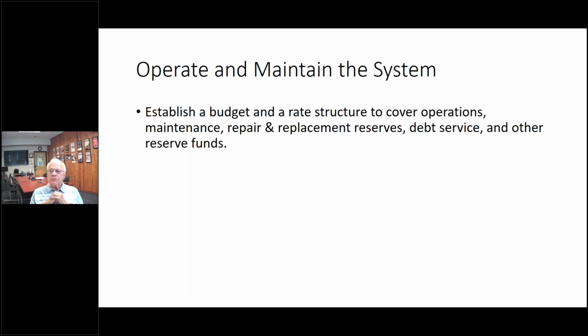Okay, the system's built. Now you've got to operate and maintain that system. You've got to establish a budget and rate structure to cover operations, maintenance, repair and replacement reserves, debt service, and reserve funds.